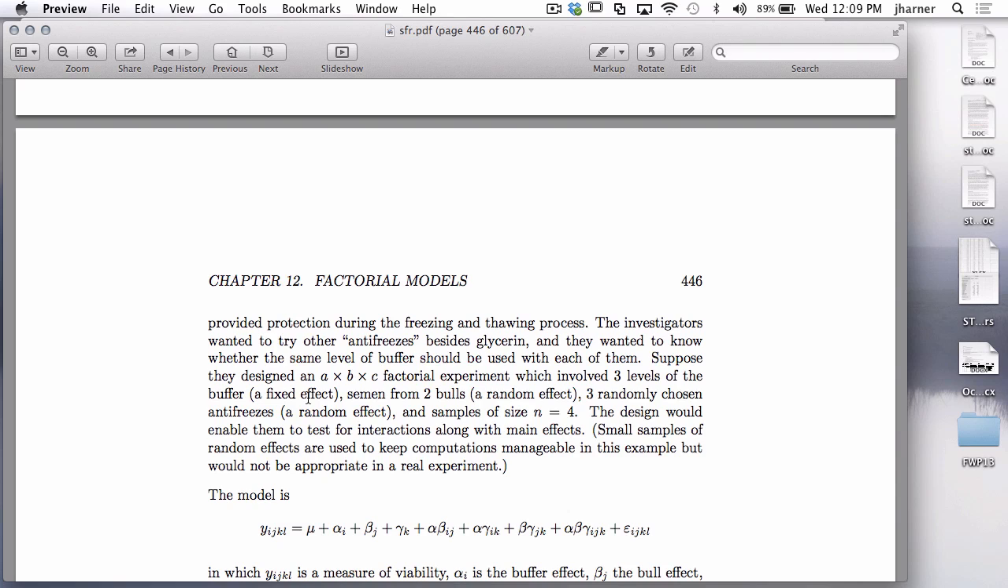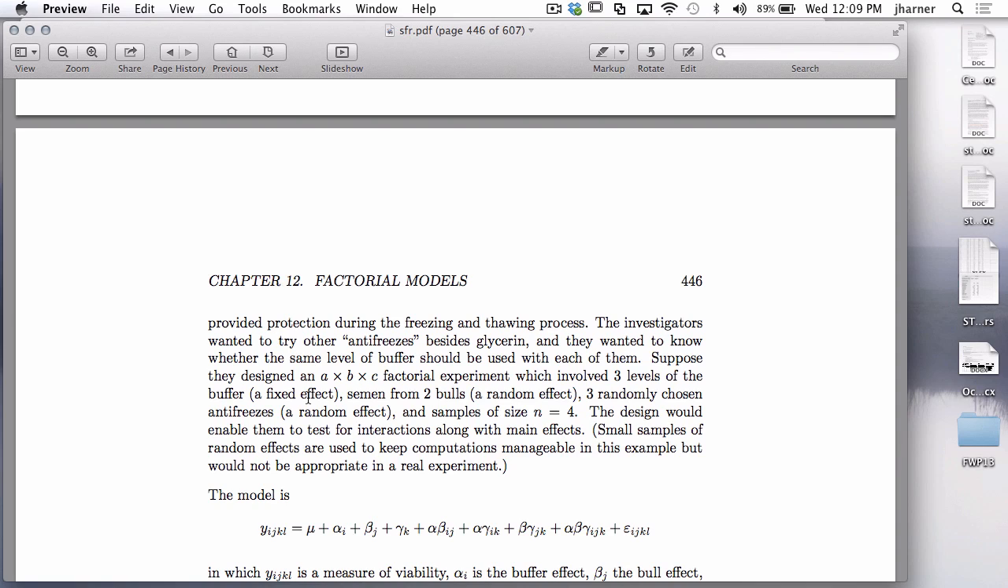In other words, if you could only pick the buffer and antifreeze based on the particular bull, that would be a serious problem, because if you go to the next bull, the results may be different. So that would create a problem in terms of which antifreeze and which buffer you use.